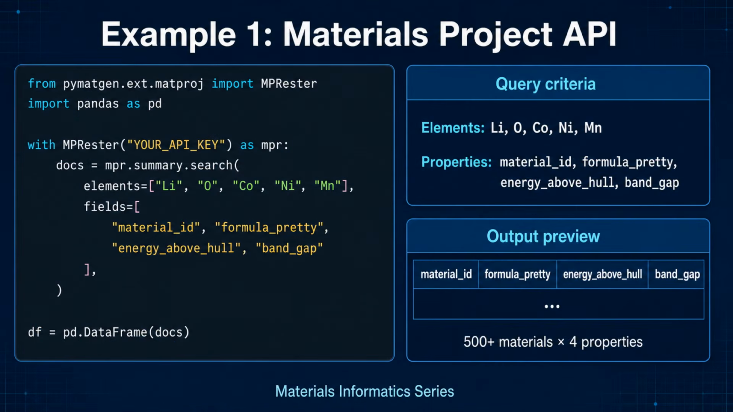The Materials Project provides programmatic access to over 140,000 computed materials. Using pymatgen's MPRester, we query for lithium-containing oxides with cobalt, nickel, or manganese. The query returns material ID, formula, energy per atom, band gap, and formation energy. With just a few lines of code, we retrieve hundreds of potential cathode materials. You'll need to register for a free API key at materialsproject.org.